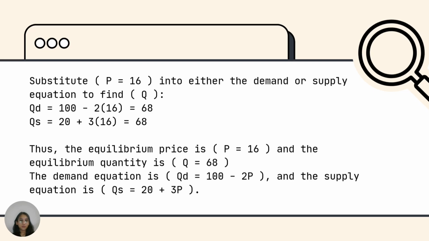Thus the equilibrium price is P equals 16 and the equilibrium quantity is Q equals 68. The demand equation is QD equals 100 minus 2P and the supply equation is QS equals 20 plus 3P.